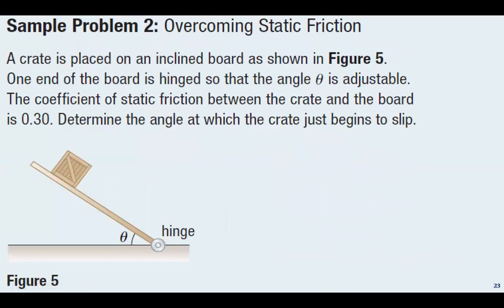Now let's consider this problem here. A crate is placed on an inclined board, as shown here in figure 5. One end of the board is hinged so that the angle theta is adjustable. The coefficient of static friction between the crate and the board is 0.30. Can you determine the angle at which the crate just begins to slip?